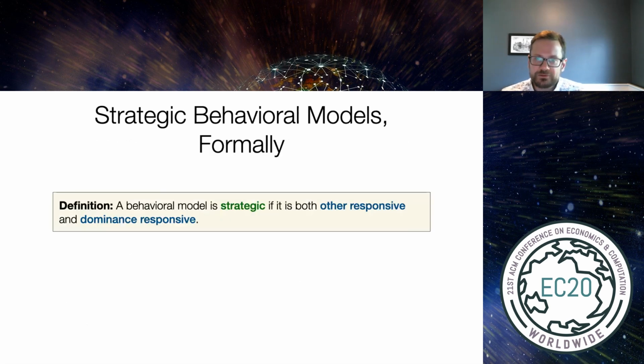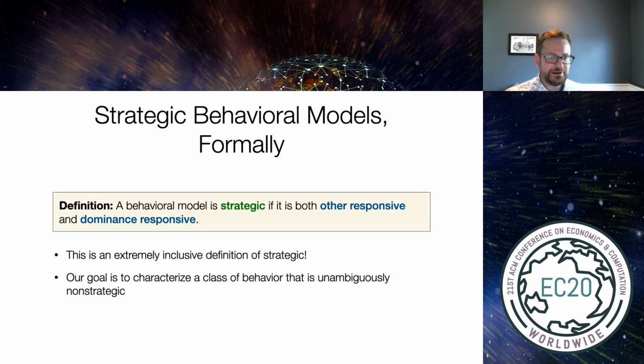So now we can make our formal definition of what strategic means. I'm going to say that a behavioral model is strategic if it's both other responsive and dominance responsive. This is a very weak notion, right? Both of these notions are weak. You stick them together, you still have something pretty weak. Why did I do that? We made this weak notion because what we're really up to here is we want a class that's going to capture things that are unambiguously non-strategic. So I'm going to say, here's a class of things that don't even satisfy this extremely minimal notion of strategicness. So they must be very non-strategic.